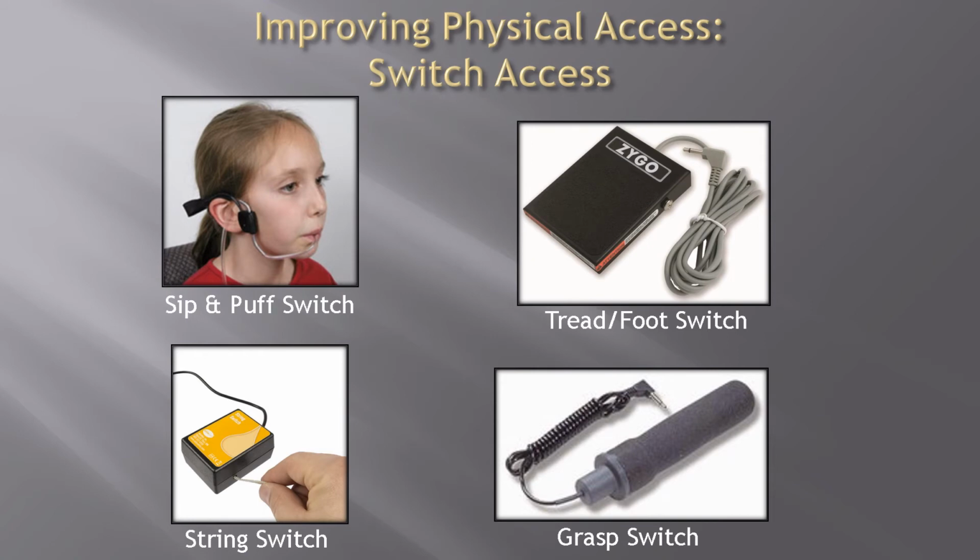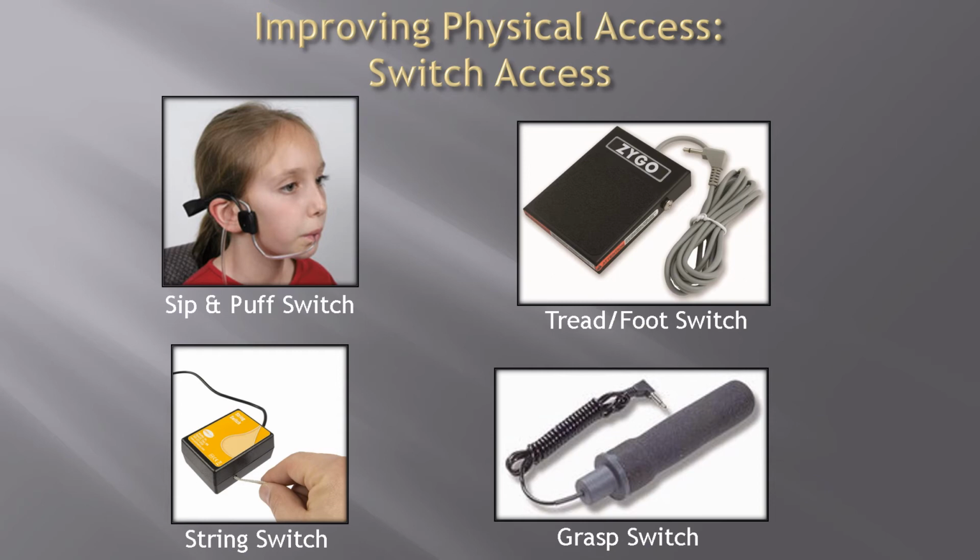Here on the upper left is what is called a sip and puff switch. A straw is at the user's mouth and leads down to a switch box. If you sip or puff on the straw, you can get two distinct and different switch activations. Some of these systems can offer 4 or more switch inputs through additional actions like a longer sip or puff and harder sips and puffs.